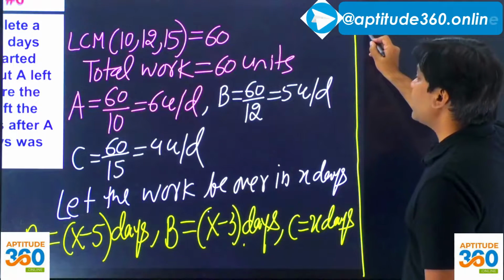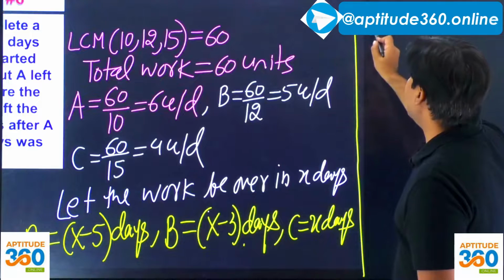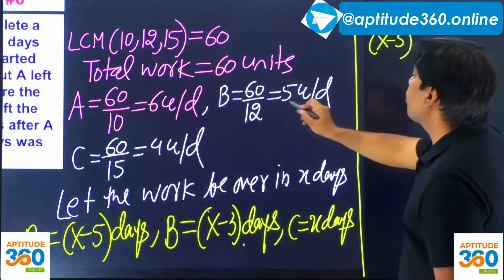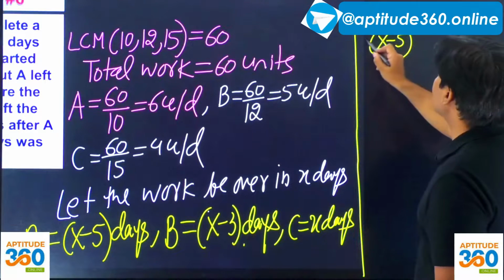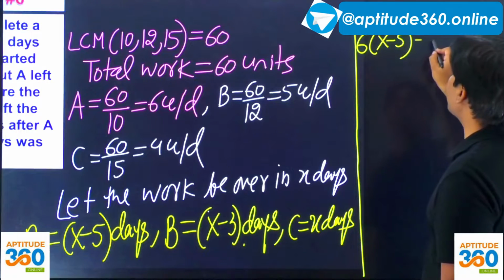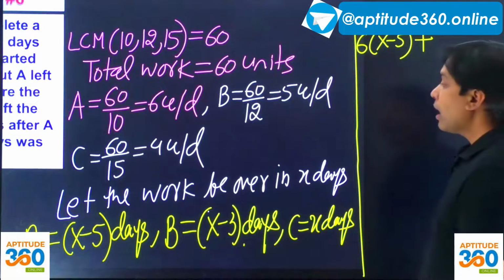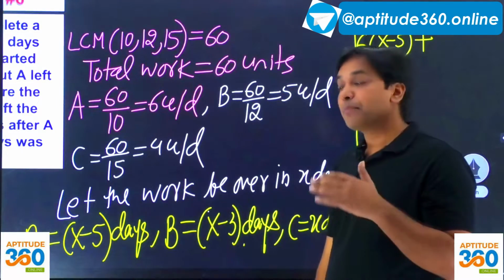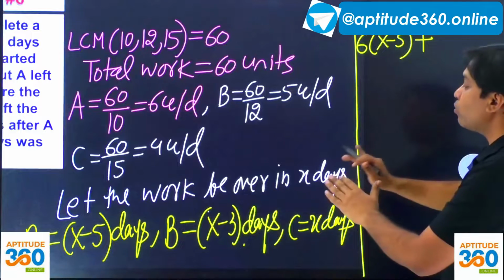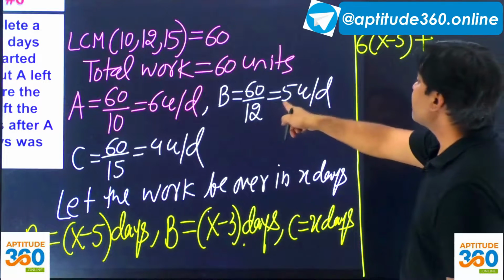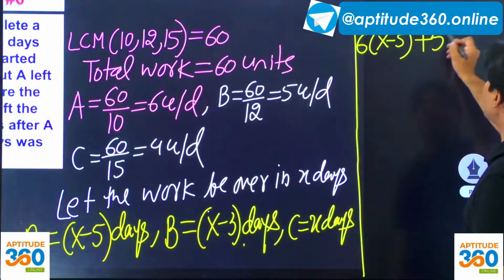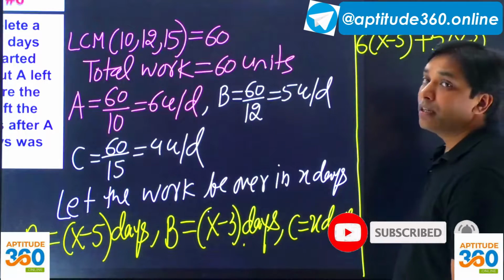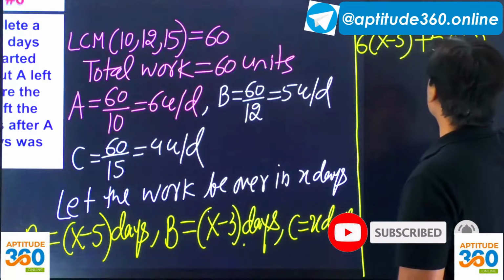A works for how many days? A is working for x minus 5 days. So can I multiply x minus 5 with the rate per day, which is 6? Isn't it? This is going to be the per day work of A. This is going to be the entire work done by A. And what is going to be the entire work done by B? B does 5 units per day, and B is working for x minus 3 days. So this is going to be the entire work of B.